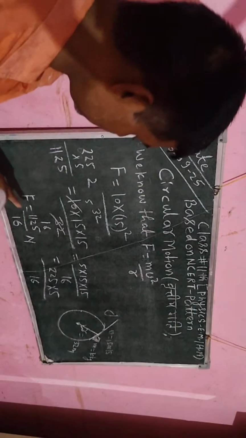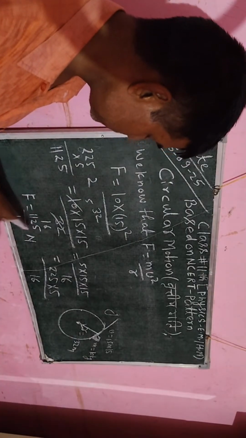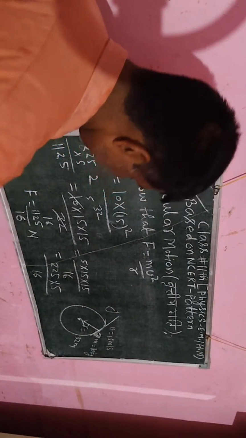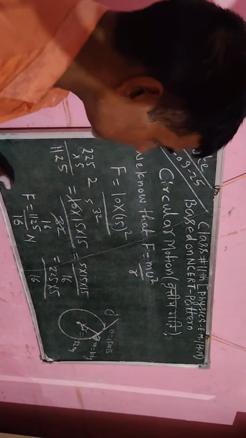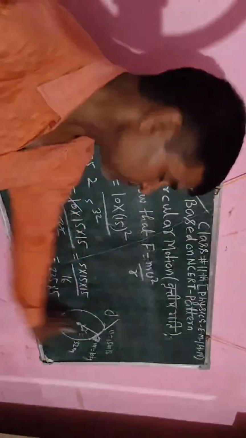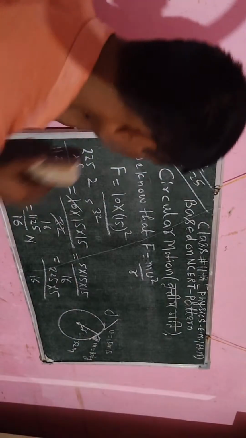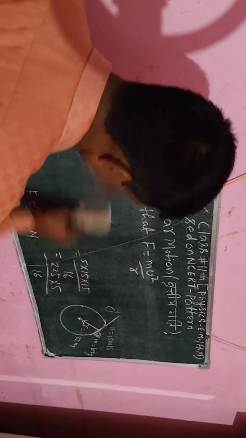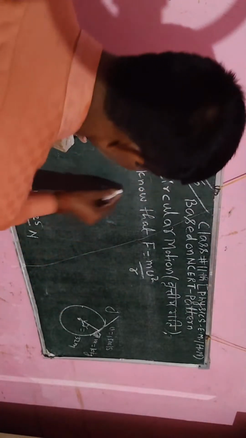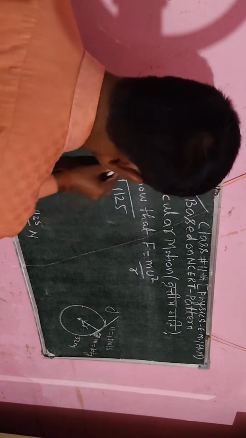Now I will divide 1125 by 16. After dividing, I will get a value, and that value will be the centripetal force, and its direction will be towards the center of the circle. Okay students, so I am going to calculate its value. So above that I will erase, and after erasing I will find its appropriate value. That is 1125 I will divide by 16.